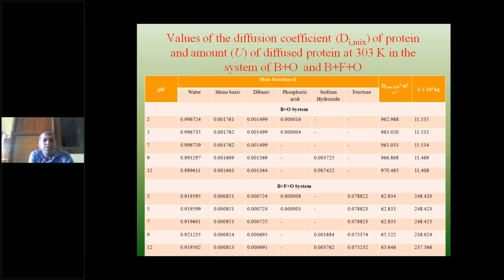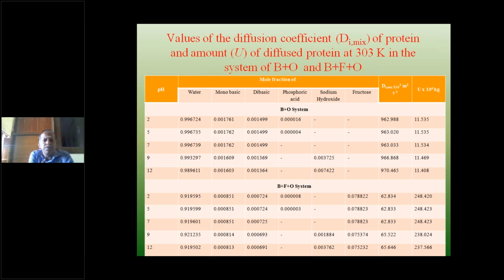Here the multi-component diffusivity is D_i mix of protein in various solvents. The various solvents are water, monobasic and dibasic potassium phosphate, phosphoric acid, and sodium hydroxide. So phosphoric acid is used for pH 2 and pH 5. Sodium hydroxide is used for pH 9 and 12, whereas fructose and glucose are for two co-solvents, and monobasic, dibasic are used for the preparation of buffer. Here we are using potassium buffer.